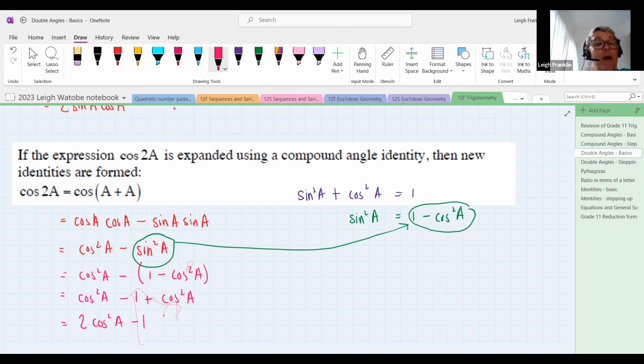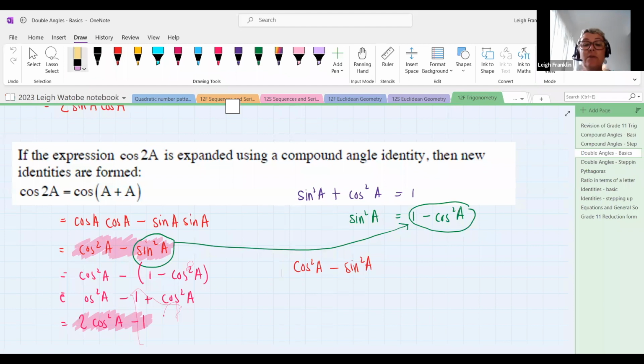So there are 3 ways in which we can write our cosine double angle. The first one, which I'm highlighting in yellow, is cos squared A minus sine squared A. We can also write it as 2 cos squared A minus 1. There's a third way in which we can write it. Going back to what I had originally in the second line, cos squared A minus sine squared A.